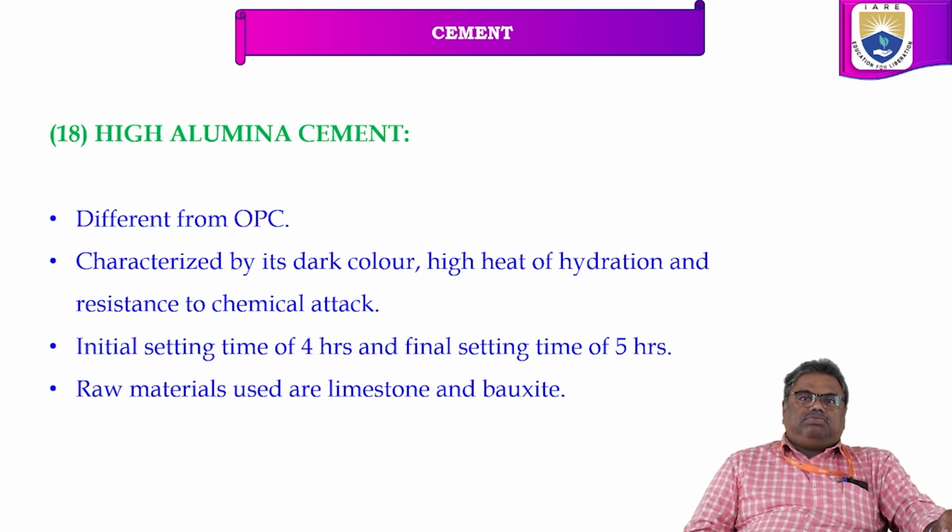The initial setting time is 4 hours and the final setting time is 5 hours. The raw materials used in high alumina cement are limestone and bauxite. So if you want to manufacture high alumina cement, we have to use limestone and bauxite.